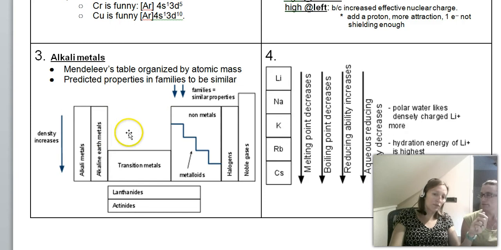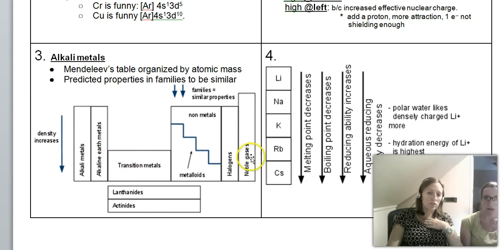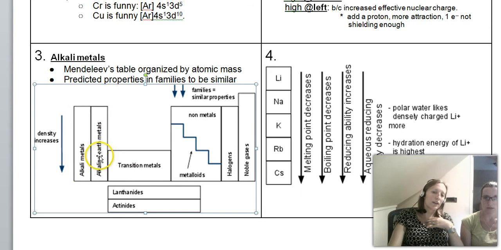You do need to remember the names of things, but come on. Alkali metals, alkaline earth metals, halogens, noble gases. Here are the nonmetals. Here are the metals, which is everybody else. Your metalloids are here, except for aluminum, and the lanthanides and the actinides. So you do need to know the names. The families or groups are up and down. The periods are left and right.